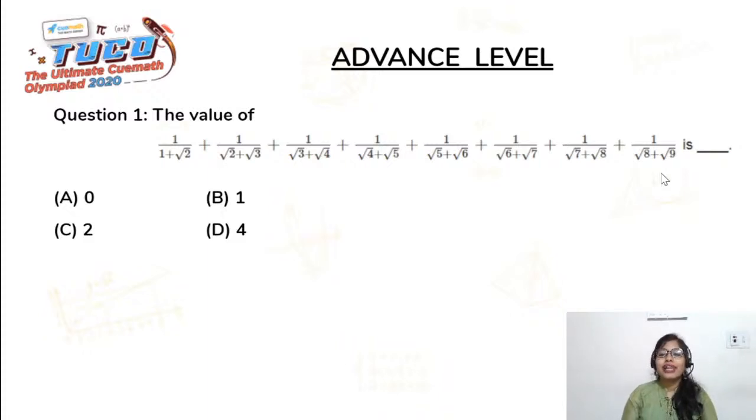Okay. So now let me quickly show it to you. How do you go about this question? By taking a few terms initially. So 1 over 1 plus root 2. And as I told you, whenever you have such a term, we are going to rationalize it.